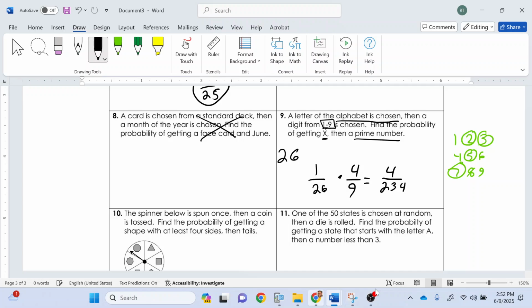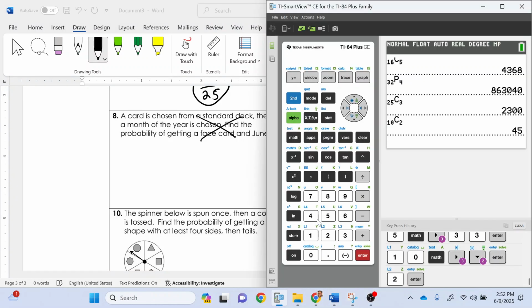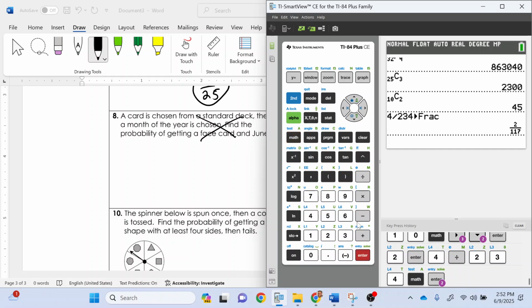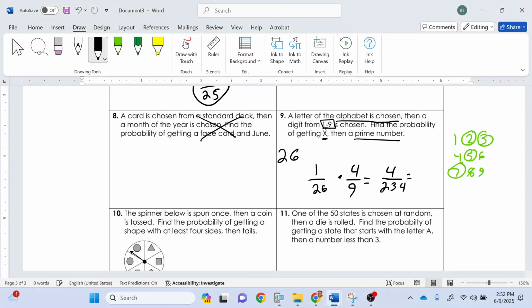And if you want to check if you can simplify that, you could go to the calculator. 4 divided by 234. Click math and click frac, and it will make it a fraction. And you can simplify it to 2 over 117. So 2 over 117.